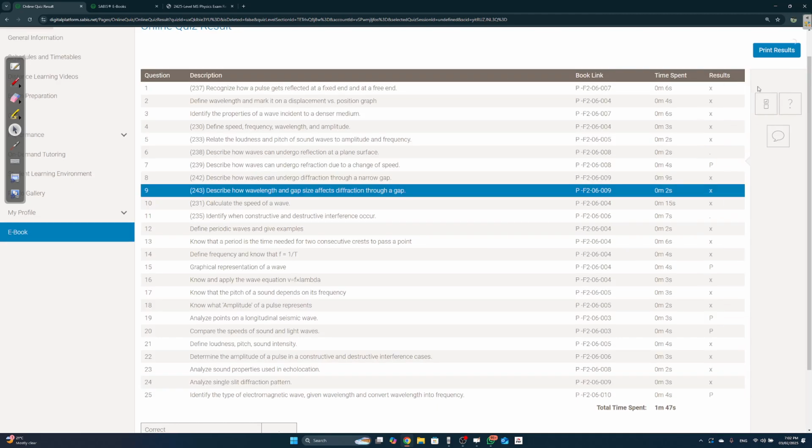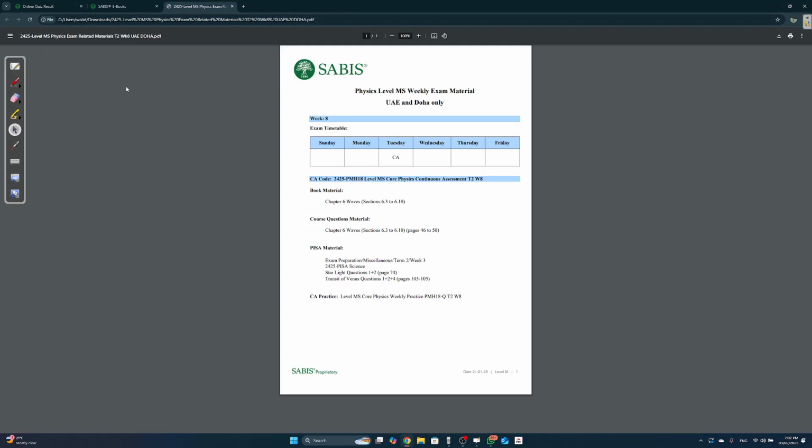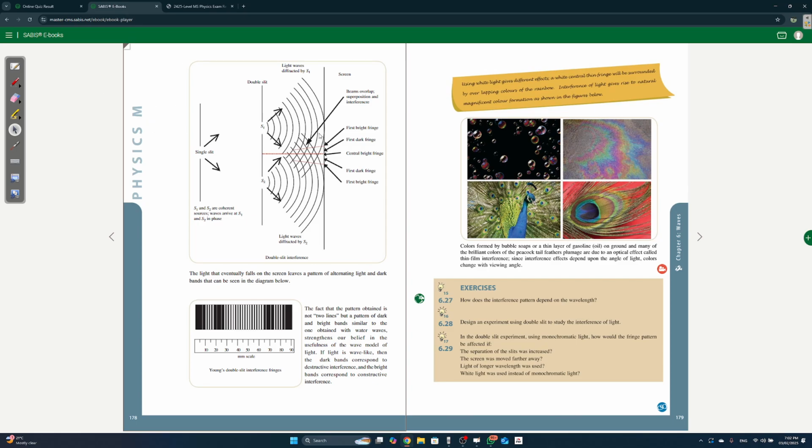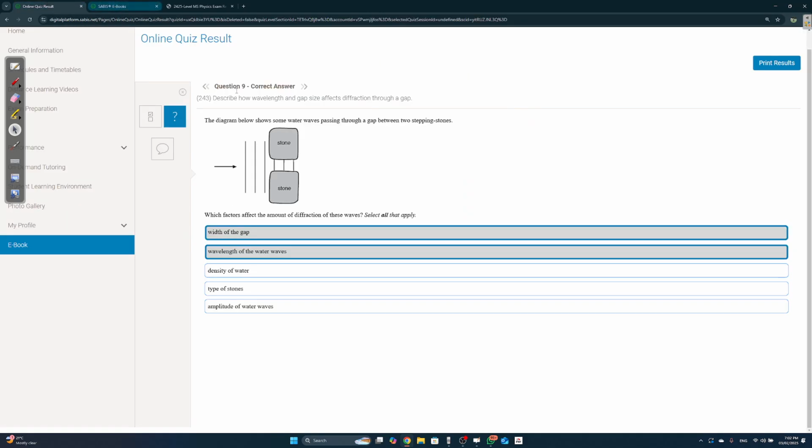Okay, let me go back. You need to know if the wavelength of the light is higher, then the gaps between the bright and dark images will be bigger. Same thing here. If the wavelength of the water wave is bigger, then the diffraction will be bigger, so the gaps will be larger between the waves.